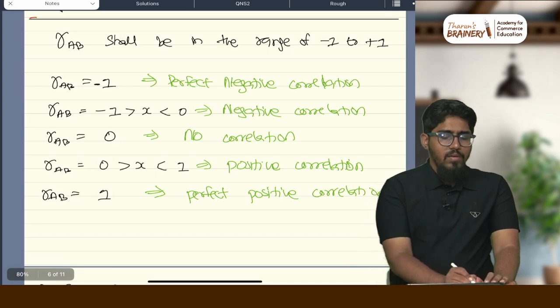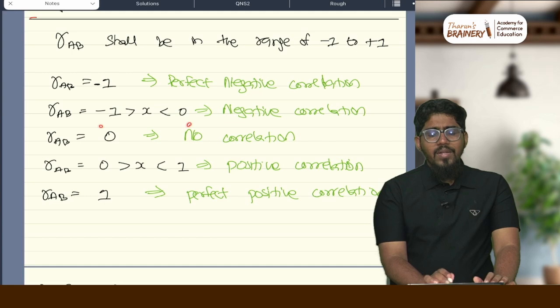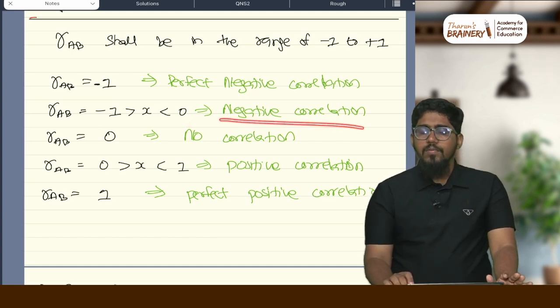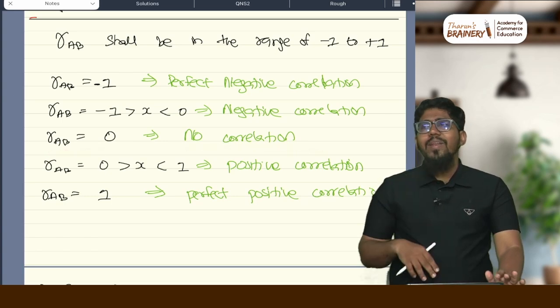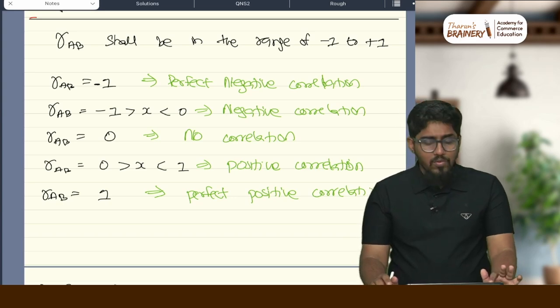Sir, if my correlation coefficient is between -1 and 0, it means it is negative, so it is called negative correlation. Sir, if it is 0, there is no correlation: one is increasing or decreasing, the other does not change at all. No correlation.